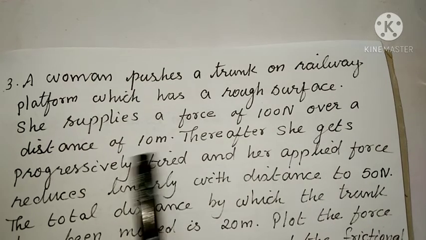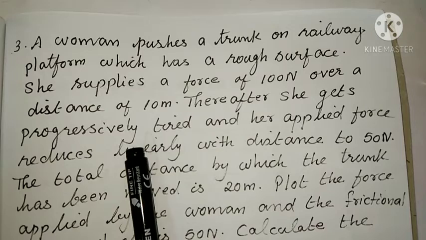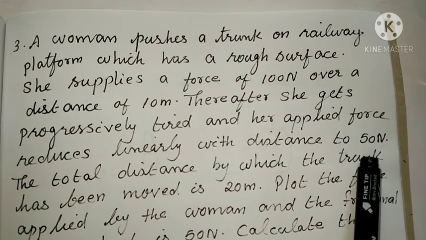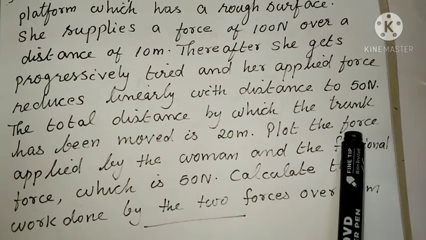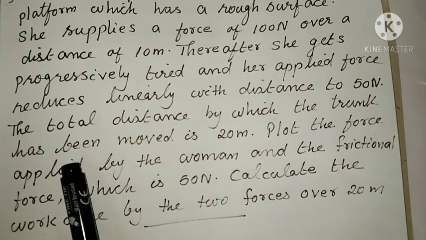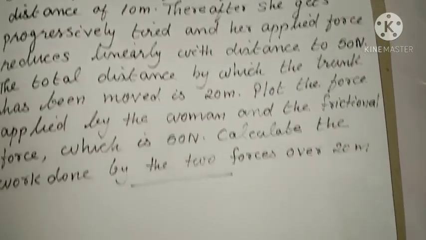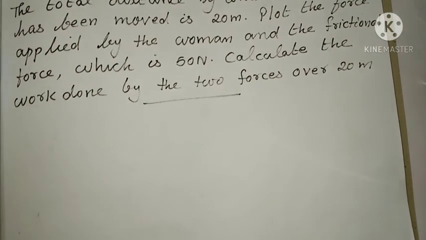Then after that what happened? She progressively tired and then her force reduces to 50 Newton. So, the total distance the trunk has been moved is 20 meter. Then you want to draw the graph. So, we can draw the force displacement graph.